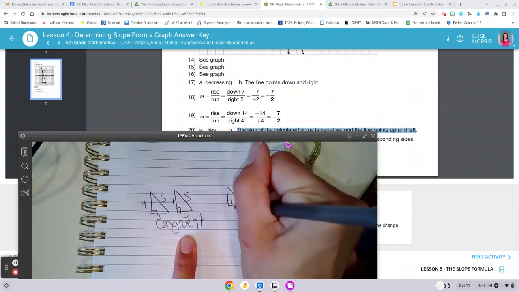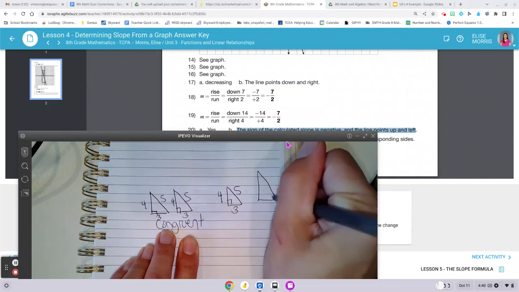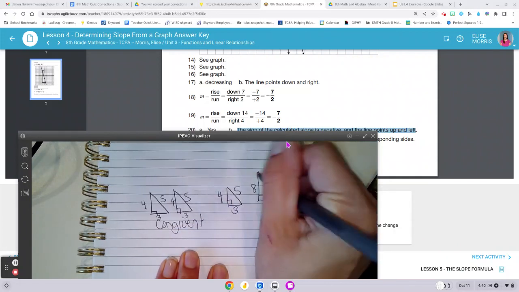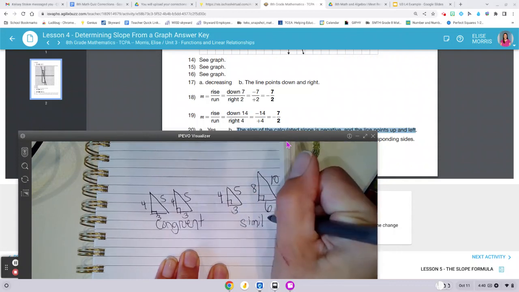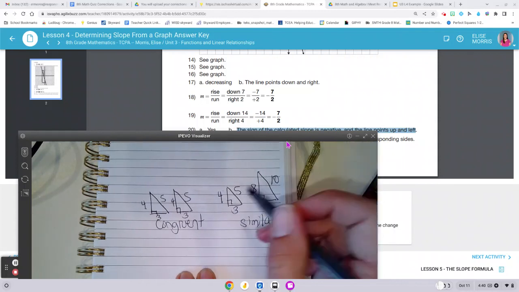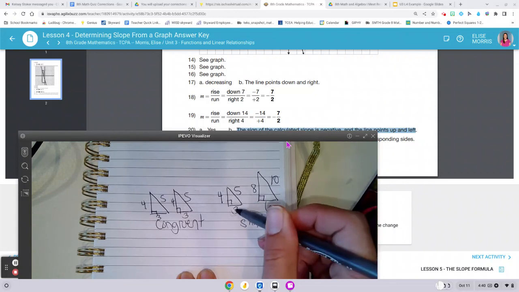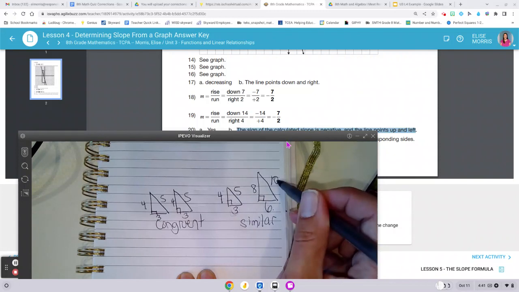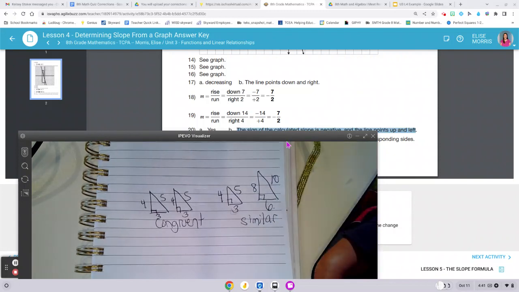Similar triangles could be different, like 3, 4, 5, and 6, 8, 10. Those are not exactly the same, but they're similar. Why? Because they're both right triangles, and each side here was multiplied by 2. 3 times 2 is 6, 4 times 2 is 8, 5 times 2 is 10, right? So the sides are proportional.